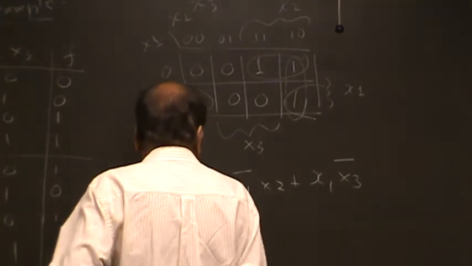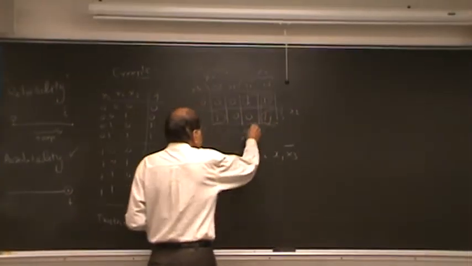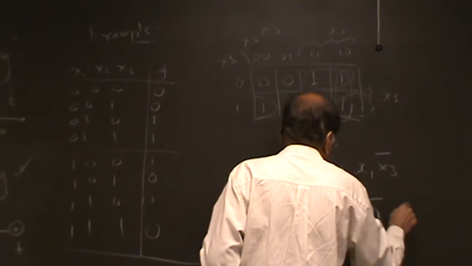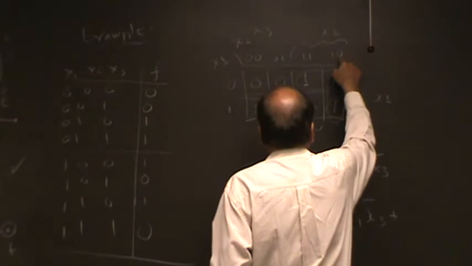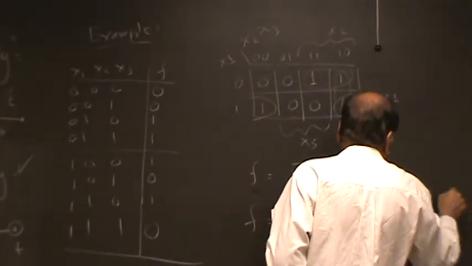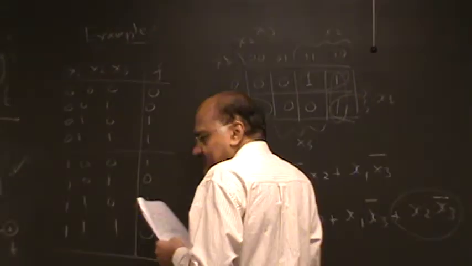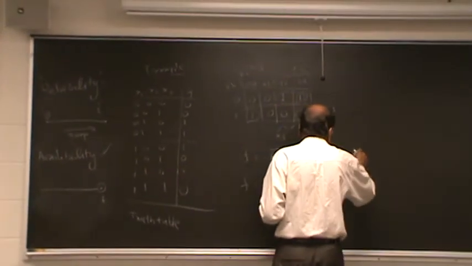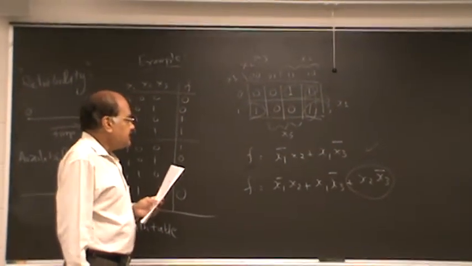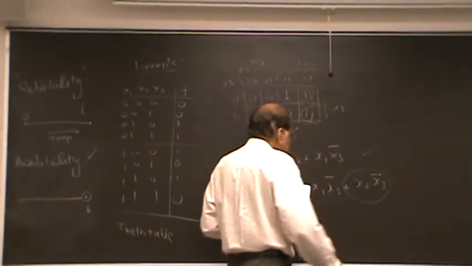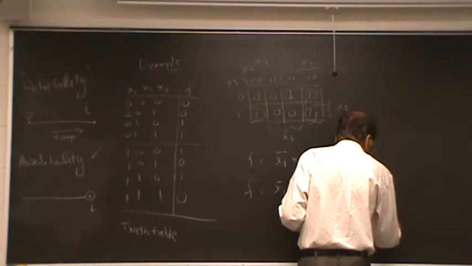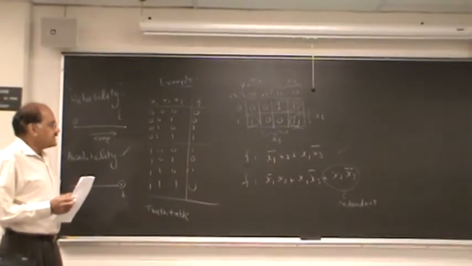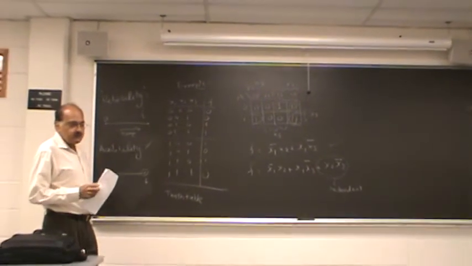Now what would happen if I would include this also? And this happens to be x2, x3 bar. So which of these two solutions do you like? And of course, our objective is to do a minimization. So obviously, this is the desired answer. And here, notice that this term is redundant. It wasn't needed. But if you build this circuit using the second form of the formula, it will still work correctly.